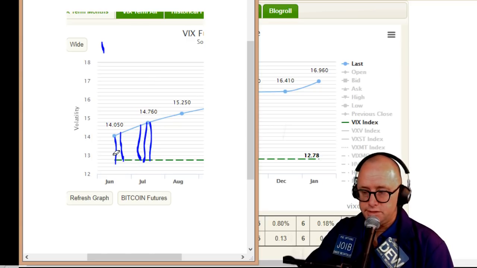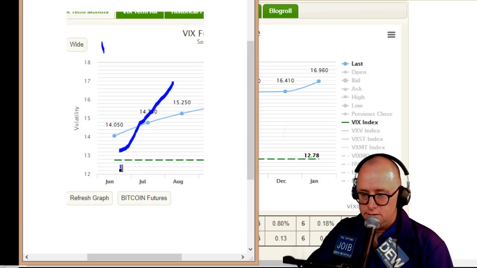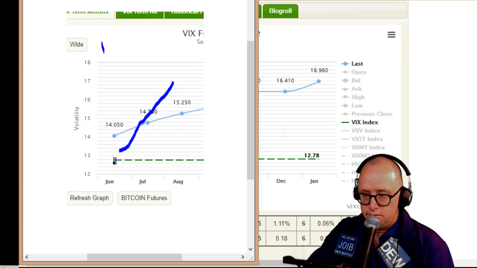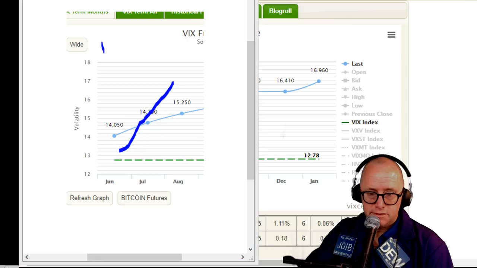The other problem with using contango as a number is, let's think about what it means if you have very steep contango. What that means is that if you look out the months, and you look at where the futures are, the front month futures here at 13 and change, and the second month futures up here at 15 and change, that means that in the future, this is predicting that next month, vol will be 13 and change, and the month after, vol will be 15 and change.